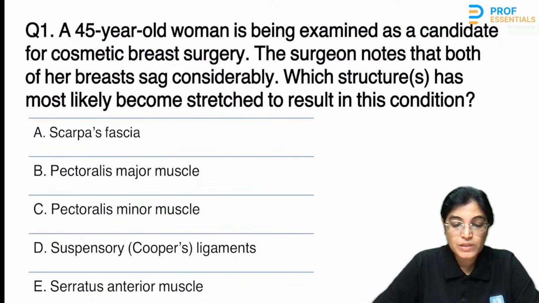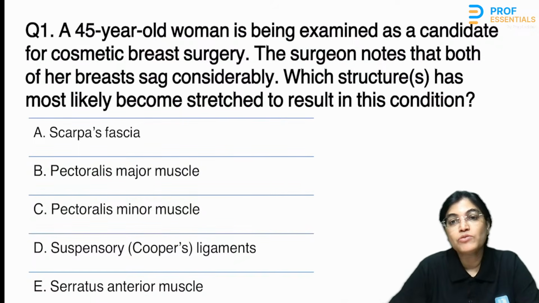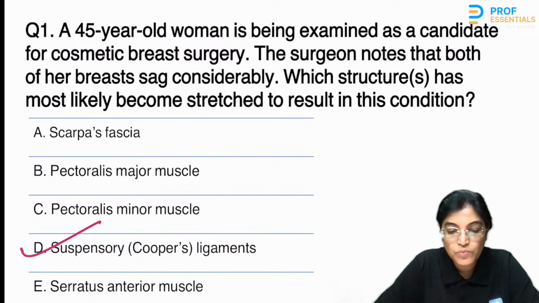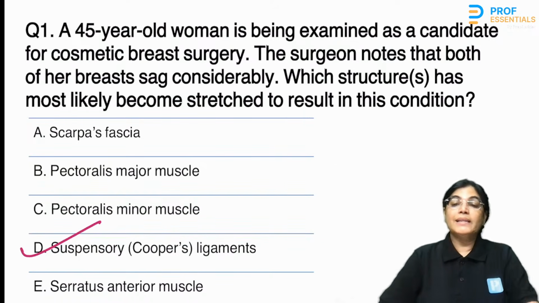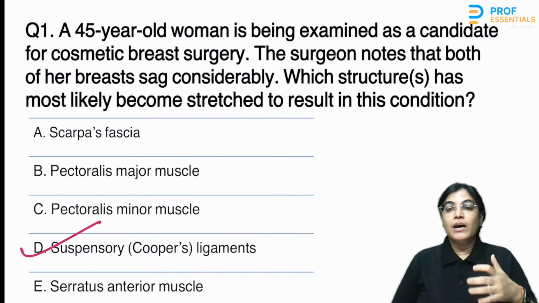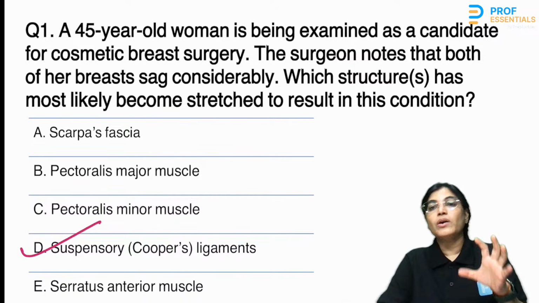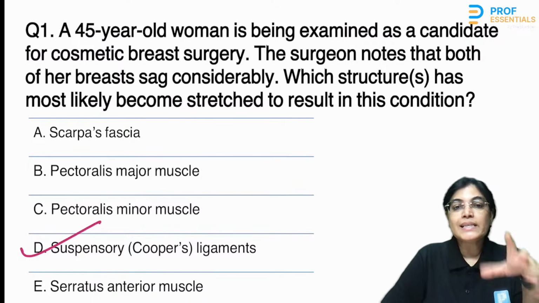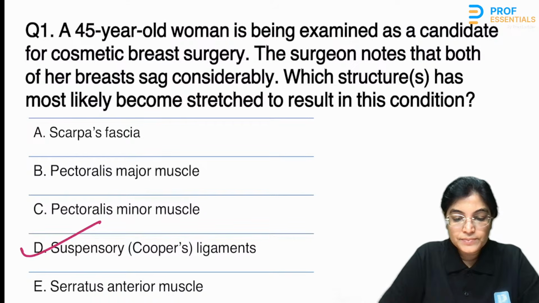The structure that most likely becomes stretched, causing the hanging down or ptosis of the breast, which is mainly seen after 45 years of age in women, is the suspensory ligament of Cooper. This forms the stroma, and it forms a supporting network for the breast and mammary gland. Everyone, if any of you are not able to solve this MCQ or not understanding anything, please let me know. That is the reason we will mark suspensory ligament of Cooper as the right answer.